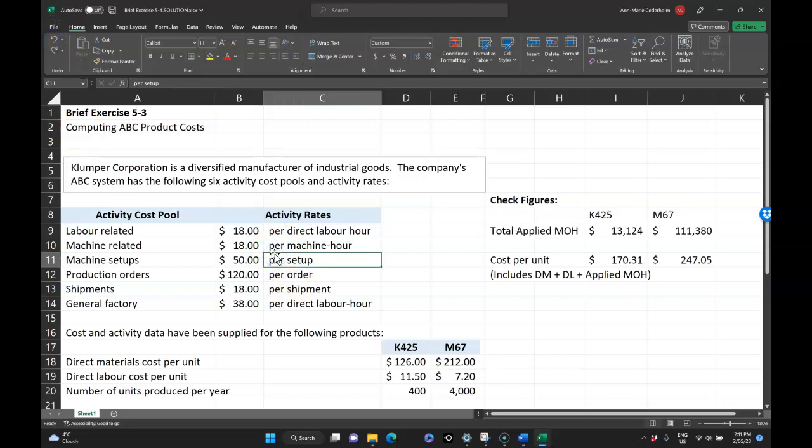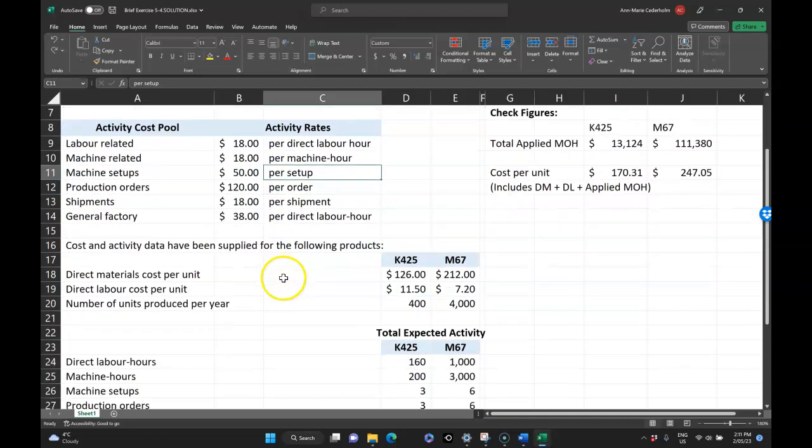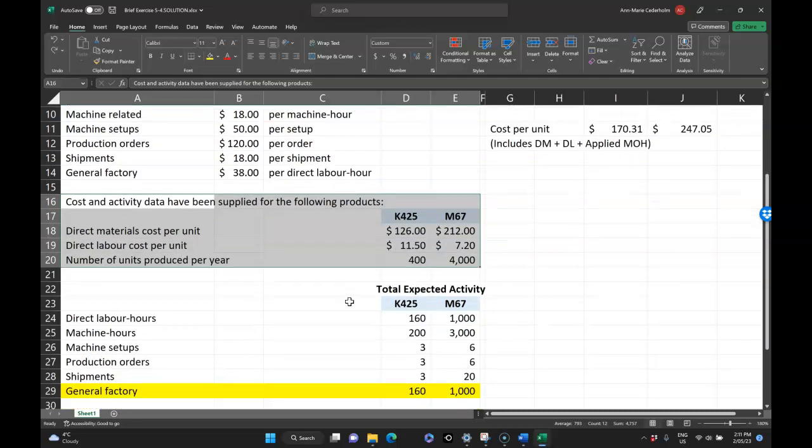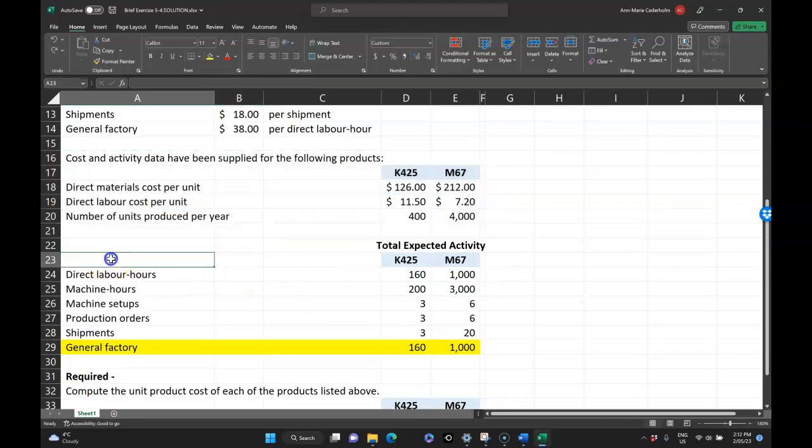So they already did step 6 for us. So all we need to do is step 7. So it tells us that the cost and activity data have been supplied for the following products, K425, M67. This information is not relevant for us right now. When we're applying activity-based costing, it'll help us to price out the entire product, so I'm just going to skip that for now. So here's all of the expected activity.